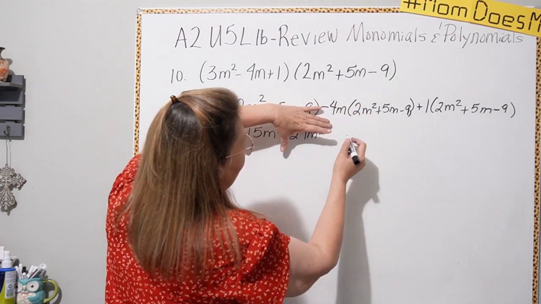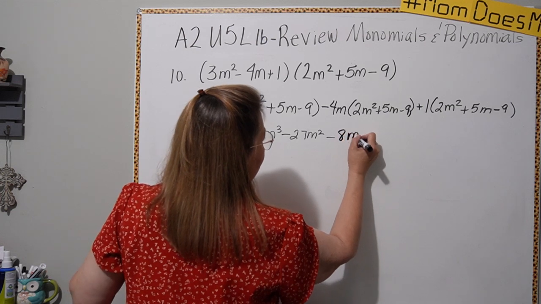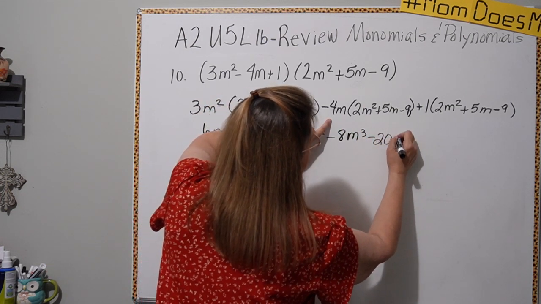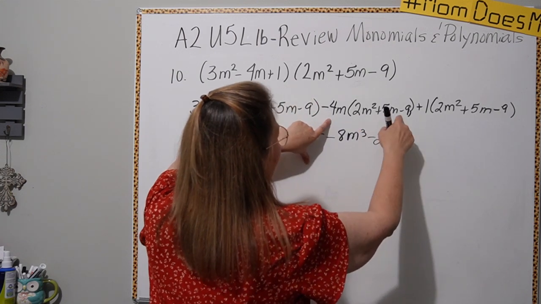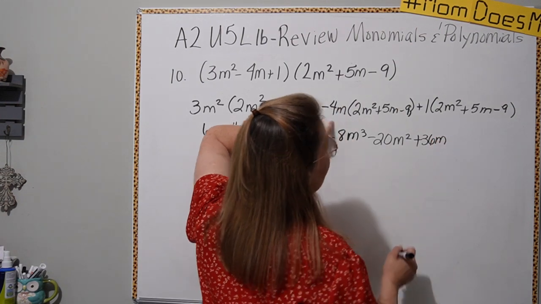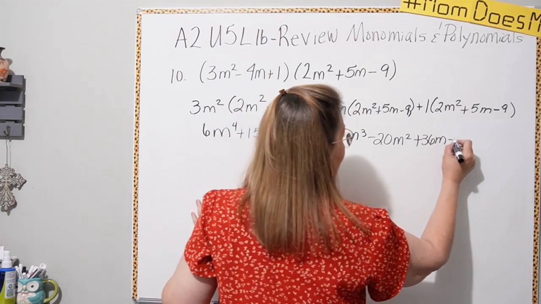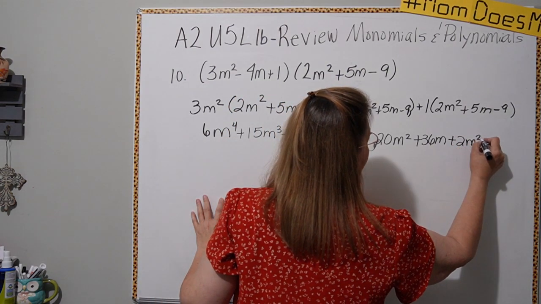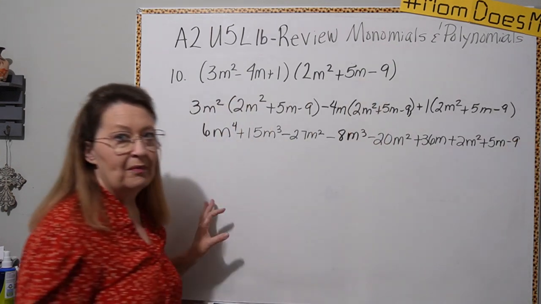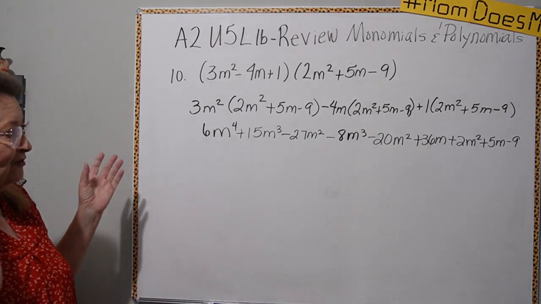So if you multiply negative 4m times 2m², it's going to be negative 8m³. And negative 4 times 5 is going to be negative 20m². And negative 4 times negative 9 is going to be positive 36m. All right? Now, since I'm distributing 1 all through here, it's not going to change. It's just going to let me drop the parentheses. So I've got 2m² plus 5m minus 9. Okay? Now we're ready to go through here and combine all the terms we can.